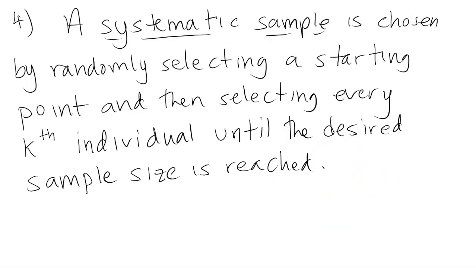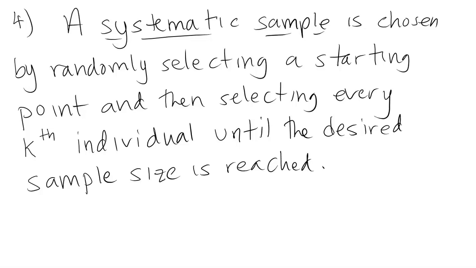One more that depends on probability. A systematic sample is chosen by randomly selecting a starting point and then selecting every kth individual until the desired sample size is reached. So this ordinal here, this kth, I want you to treat that k like it's a variable and just imagine putting a number in there. So a systematic sample might say choose k equals 10, and we're going to take every 10th individual after some randomly selected starting point. Or maybe k is 25, and you're going to take every 25th individual. Or maybe k is 1,000, and you're going to take every 1,000th individual.